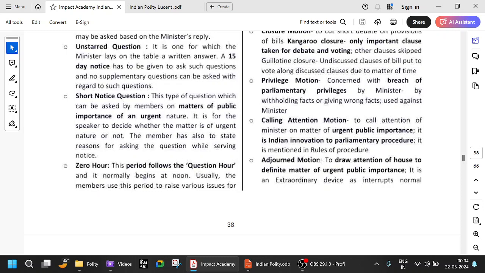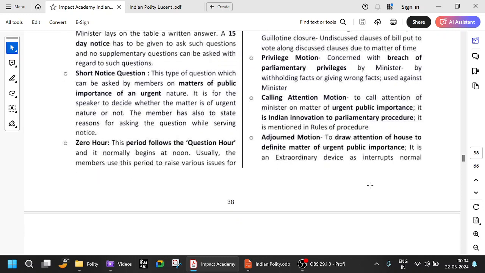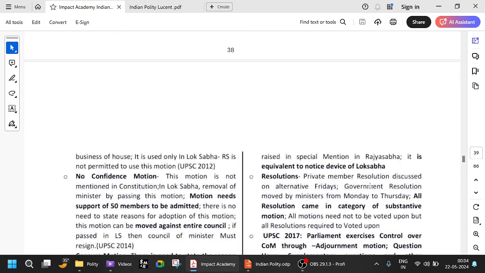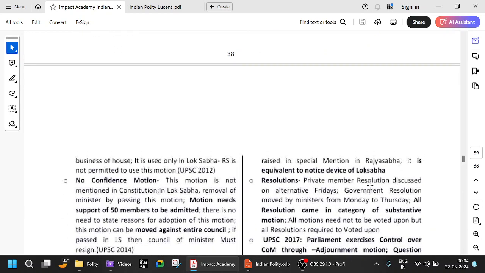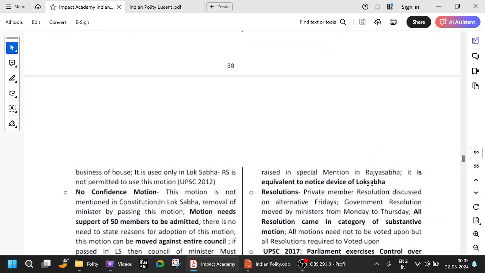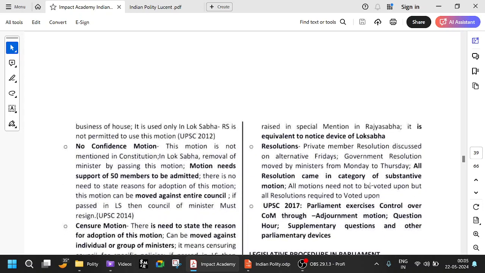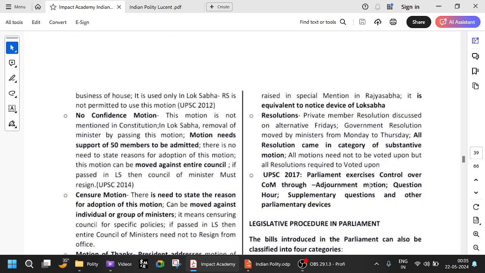So adjournment motion, to draw the attention of the house to a definite matter of urgent public importance. Okay, it's an extraordinary device as it interrupts the normal business of the house. Only when there is something urgent, then this adjournment motion is called. It is used only in Lok Sabha. Rajya Sabha is not permitted to use the motion.